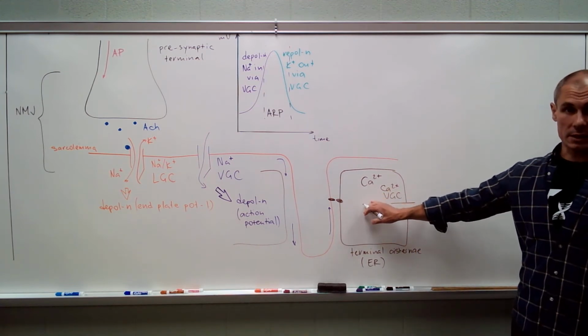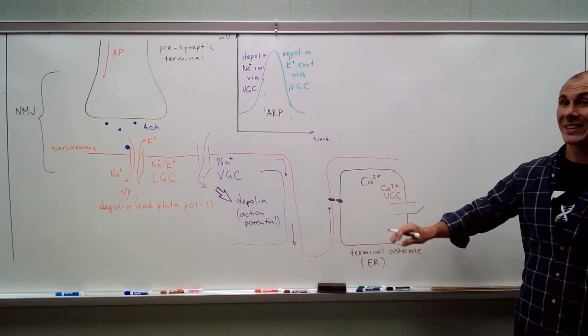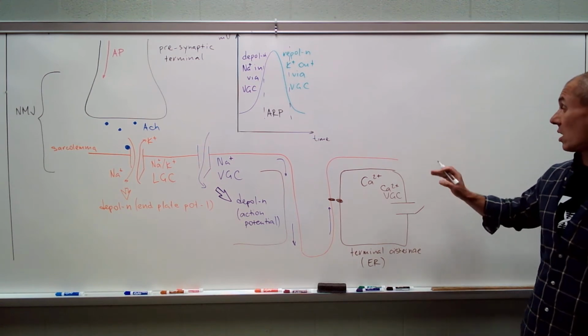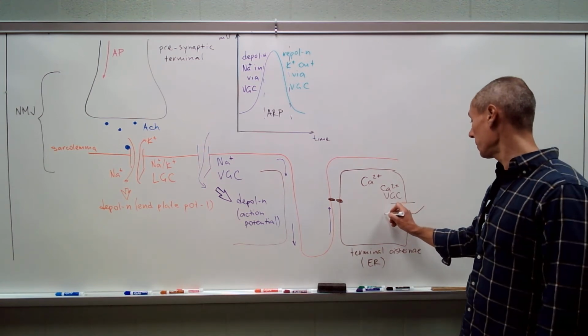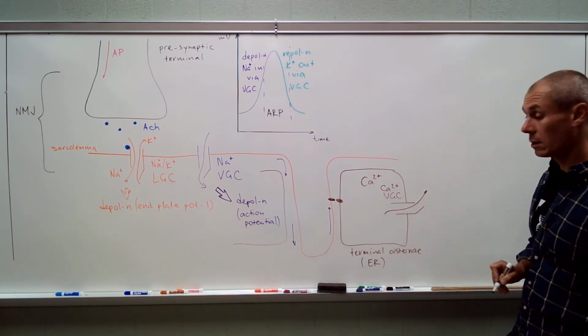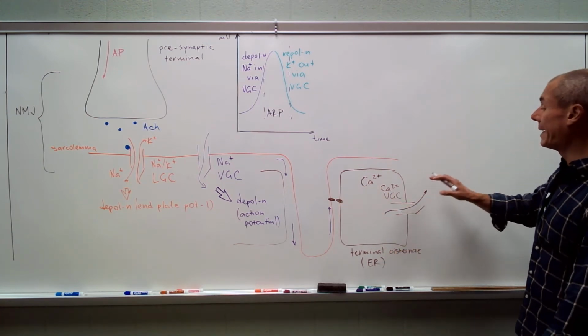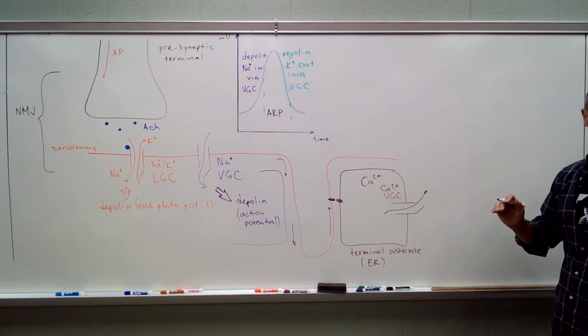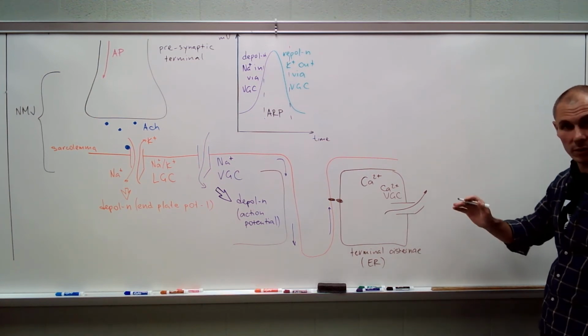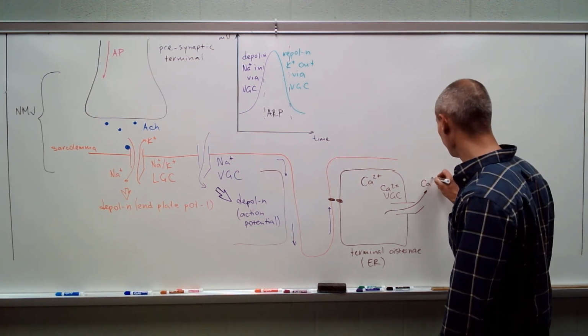There's a lot of calcium in the sarcoplasmic reticulum, very little in the sarcoplasm. So calcium diffuses from the sarcoplasmic reticulum into the sarcoplasm. Does that make sense? I'm going to walk you through the whole story one more time.